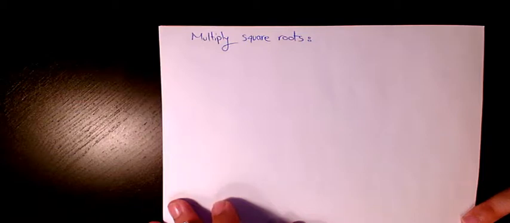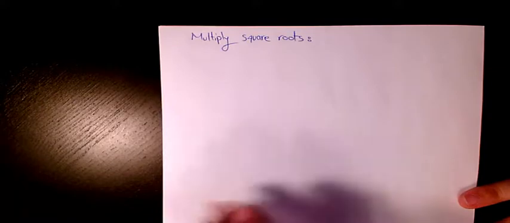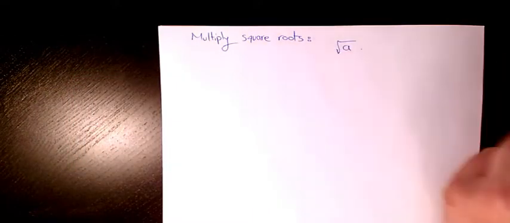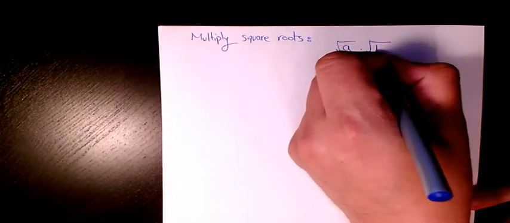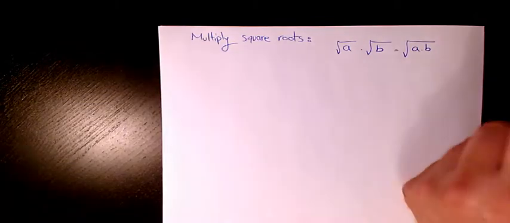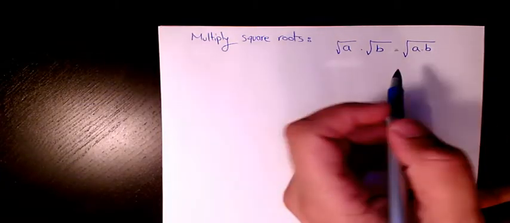In this video I want to show you how to multiply square roots, or basically how to multiply radicals. It's very simple. So basically when you multiply square root of a by square root of b, the answer is going to be square root of a times b. So that's basically like that.